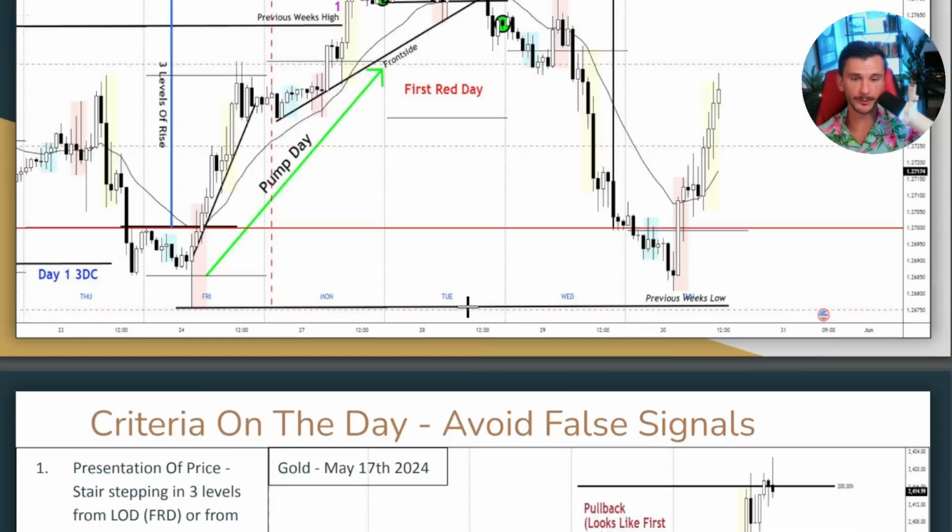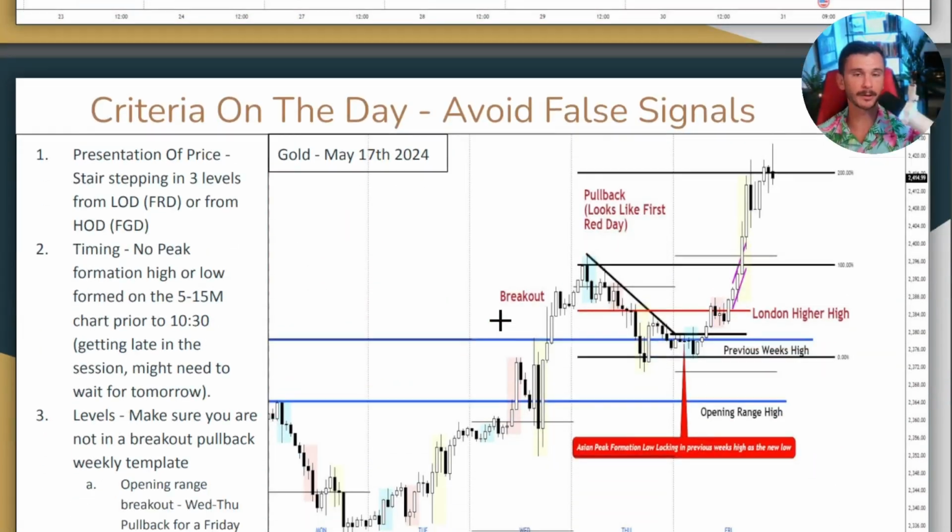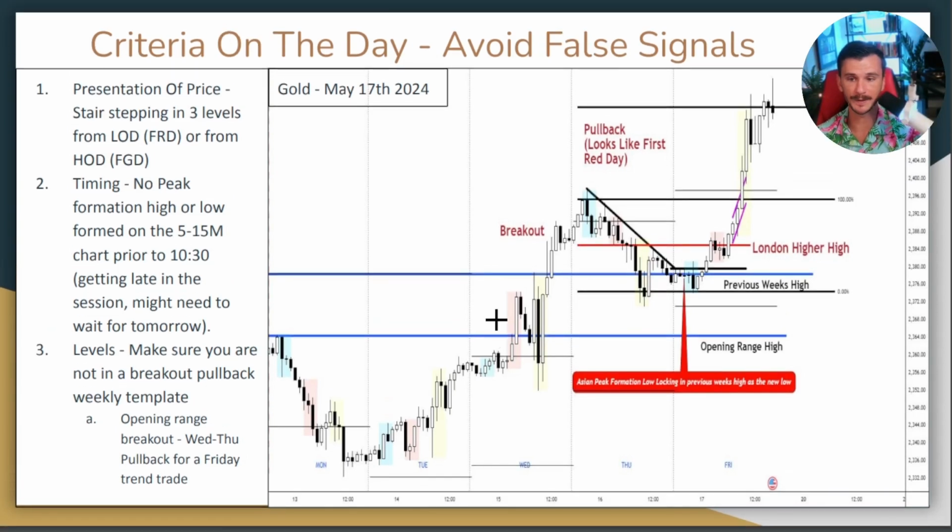Same thing in the long direction. 2 to 3 weeks of breakouts to the upside. The first week that they trigger the previous week's low could be the break in structure to the downside. And then that starts the 3 levels back up, giving us maybe 3 days of breakouts back up to the upside, resulting in a first red day, and then a first red day trade. Those typically are going to be much better templates.